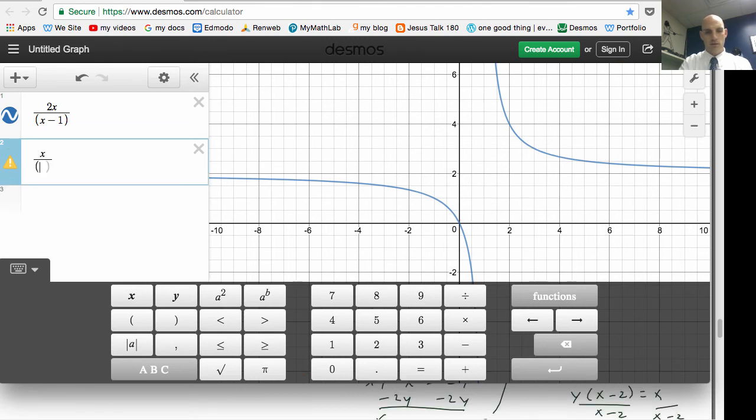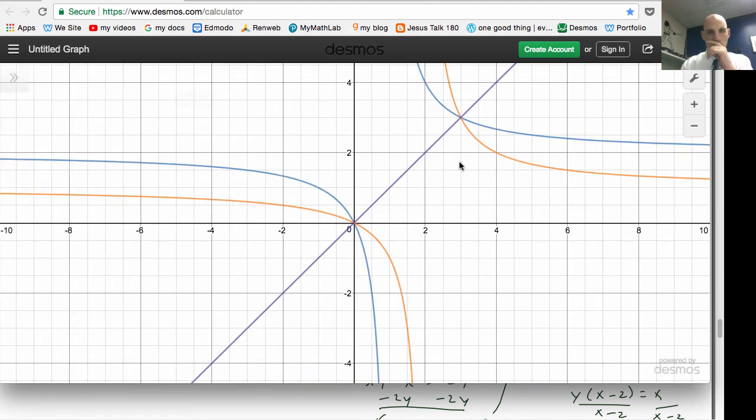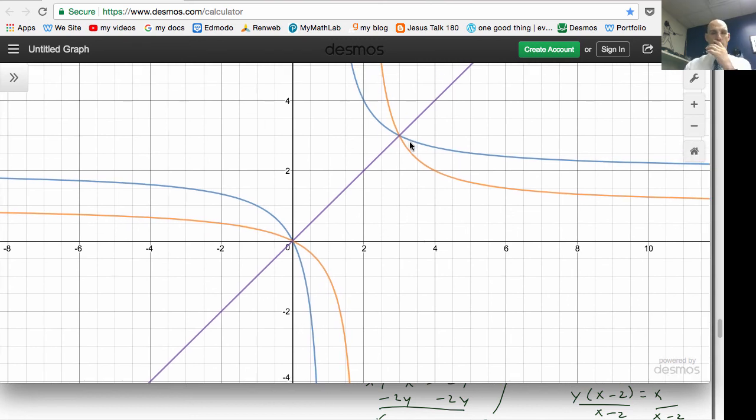minus 2. Check it out. Okay. If I graph the line y equals x, check this out here. Watch this. They're reflections of one another, right? So the point of reflection is right on the line y equals x. They're reflections of one another. This is awesome. So I know that I'm right.